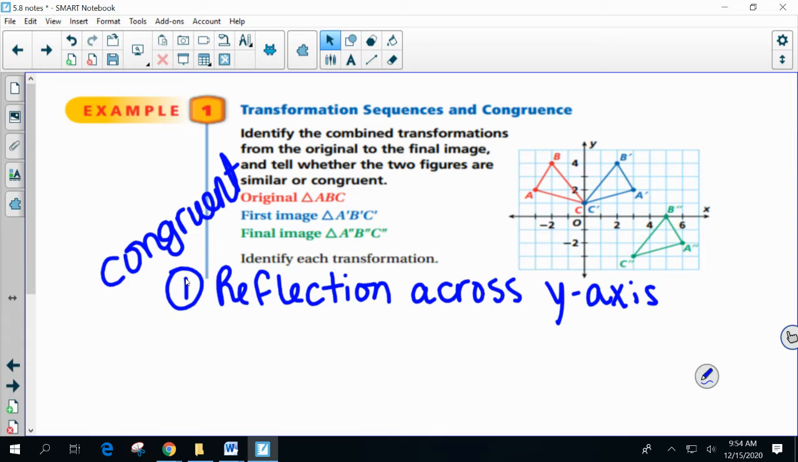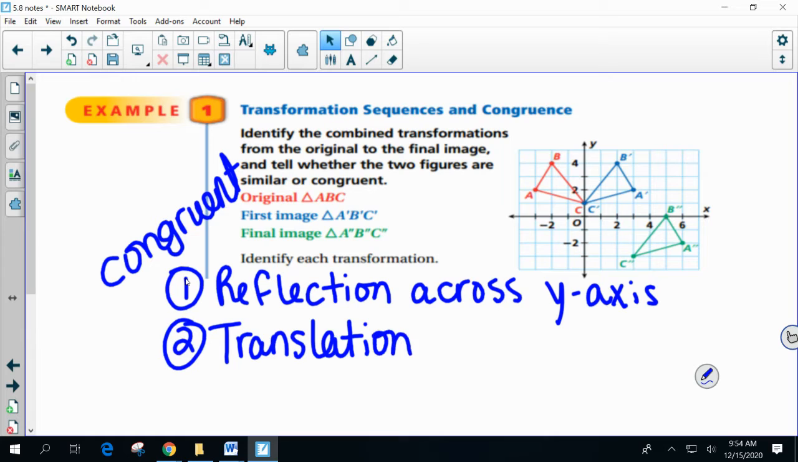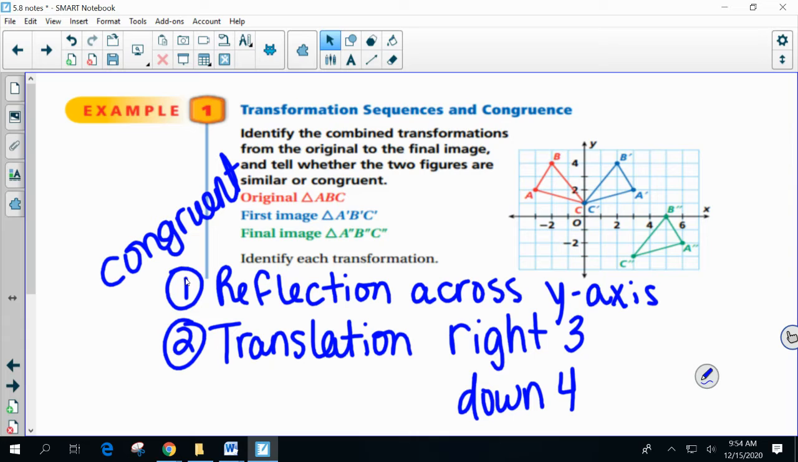So figure out what direction and how many it had to translate to the final image. From the blue to the green, how many did it have to move? Right 3, down 4. From B to B. Go from one letter to the matching corresponding letter. I was going from red to blue.